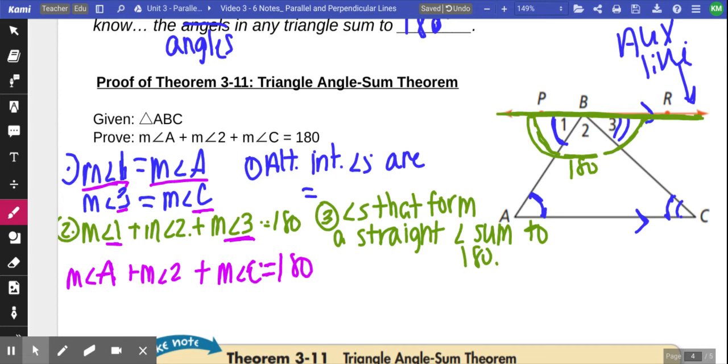Remember we talked about substitution, like in a game, right? You have subs. So I'm going to substitute in. I'm going to take out 1 and put in A. I'm going to take out 3 and put in C. So that makes sense. Here and here, I use substitution.